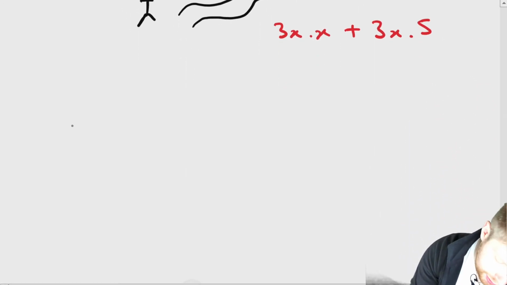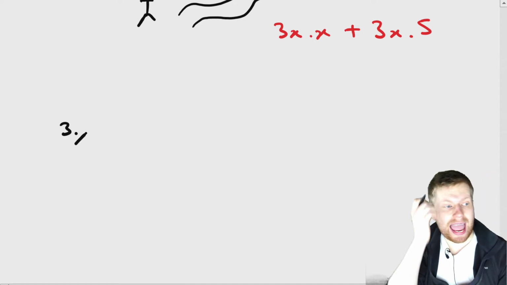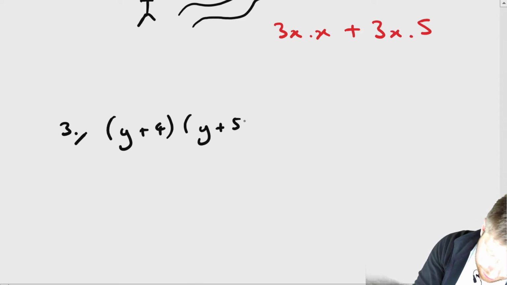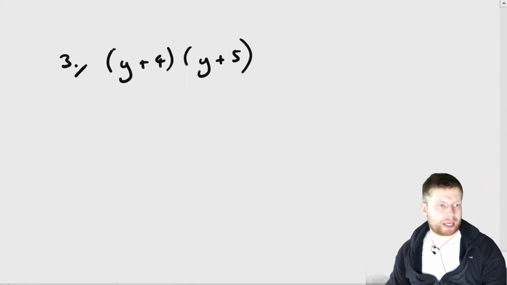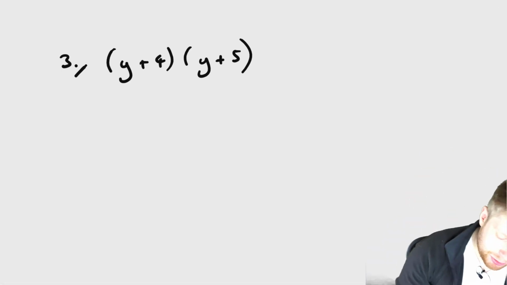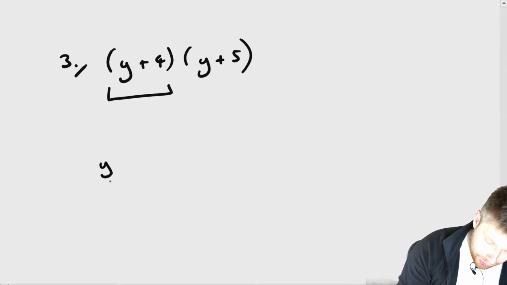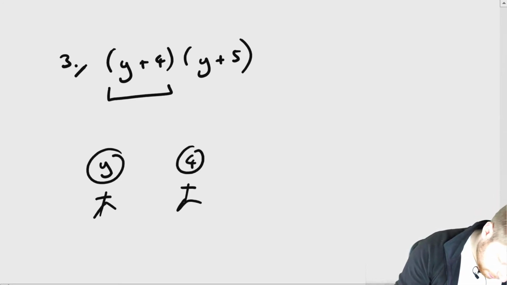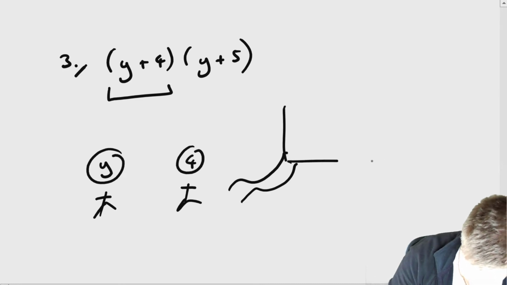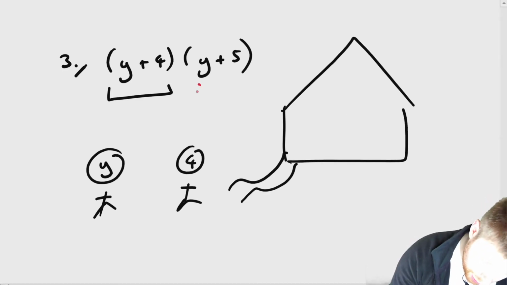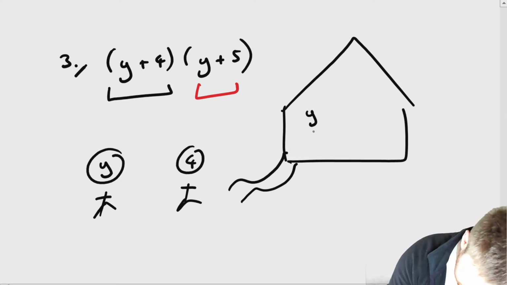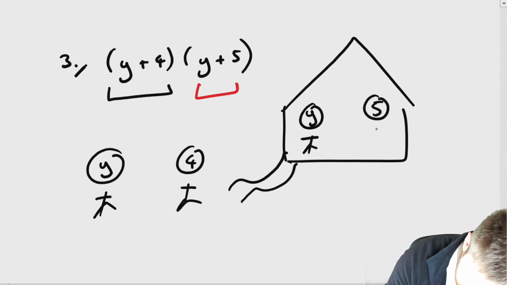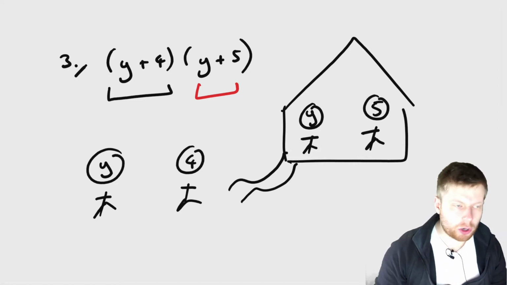Let's have a look at this example. And just to show you that you don't need to use x all the time, let me write down y plus 4 times by y plus 5. Now this is a little bit more tricky, but it's not if you use my house analogy. Let's suppose the people in my first bracket, Mrs. Y and Mrs. 4, are going to visit these two in their house: Mrs. Y, another Mrs. Y, maybe their twin sister, and Mrs. 5. Obviously, you've got to meet up with everybody.